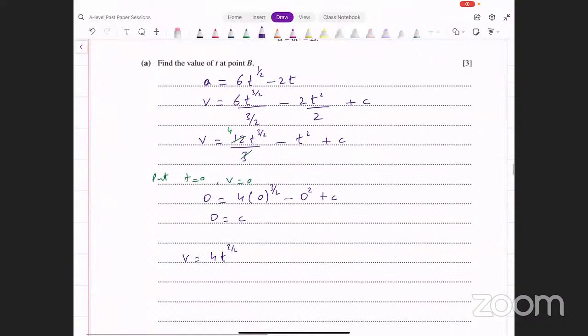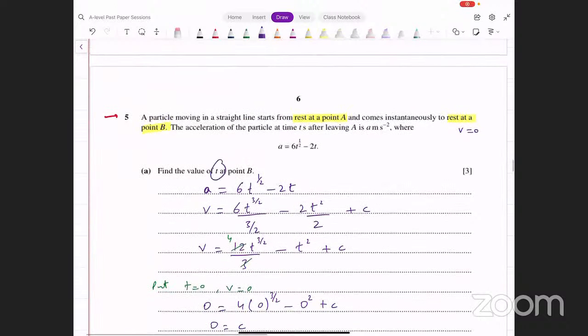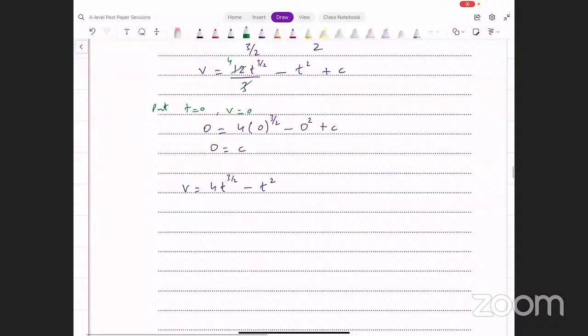4 t raised to power 3 over 2 minus t square. Now, since we are looking for the value of t at the point b, b के ऊपर क्या हो रहा है? b के ऊपर velocity 0, हम क्या करते हैं? Velocity की value को 0 input कर देते हैं. This is the velocity function. So what we can do is we can put v equals 0 here and then solve that equation.